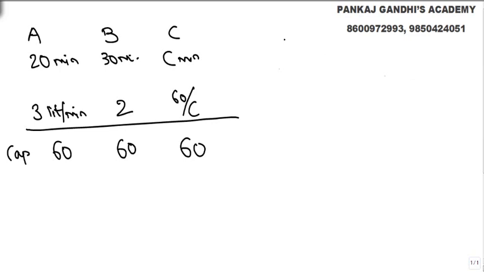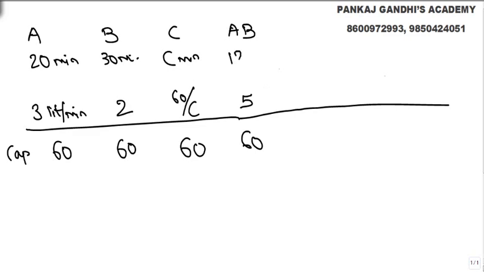Now, a person opened A and B. He thought only A and B are open. So his calculation was based on the thought that only A and B are open. So he knows A fills 3, B fills 2. So per minute together they fill 5. To fill 60, how much time will they need? It is 12 minutes.